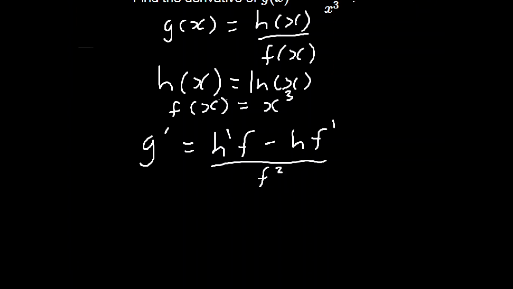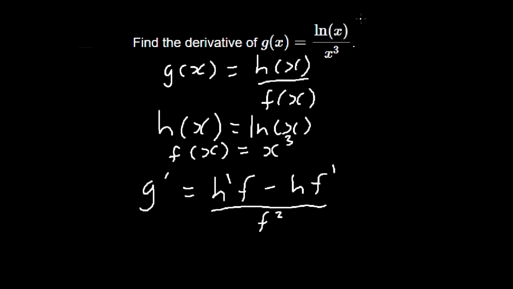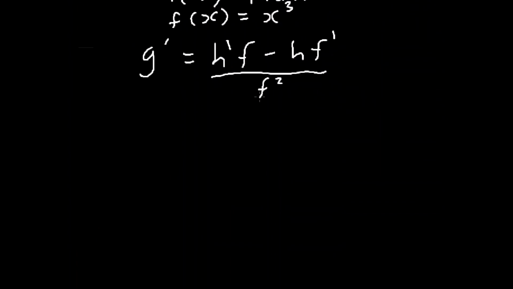Now, I don't know about you, but I really don't like using the quotient rule. It's a bit annoying. You've got this square business in here, you've got the minus. It's kind of easy to make mistakes. There's another trick. I prefer to use the product rule. And that is where we do a trick. If we have 1 divided by 3, we can say that is 3 to the negative 1. Likewise, we can say that this is ln of x times x to the minus 3. And that's the trick. Now we can use the product rule.